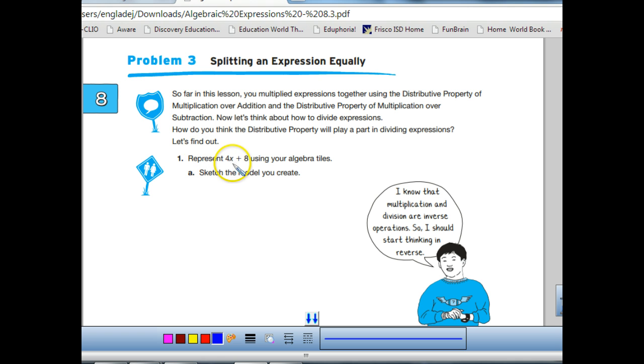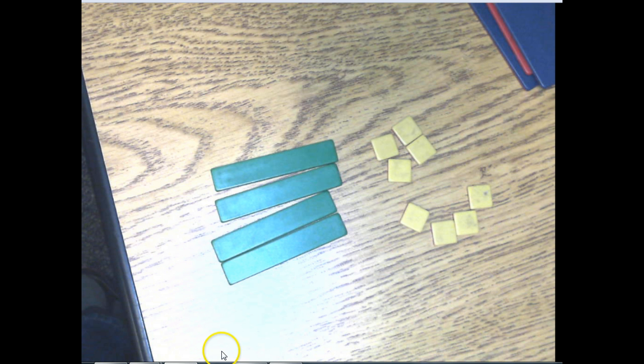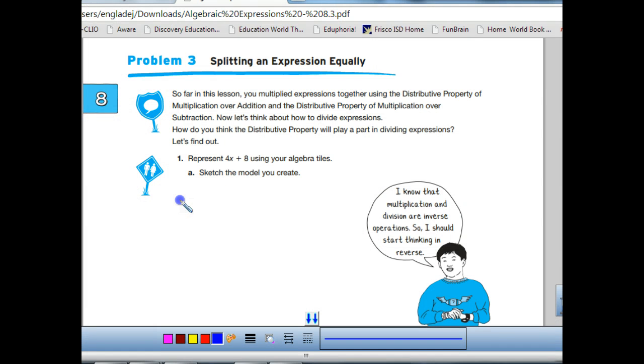So they want us to take our algebra tiles and represent 4x plus 8 using our algebra tiles. So you can see that I went ahead and took 4 of my x's plus 8 of my yellows. And so let's go ahead and make sure that we draw that out with our sketches. And so here's my 4x, and here is my 8. All right. My pen was acting funny, so I'm having to use my mouse today. That's why it kind of looks really strange.